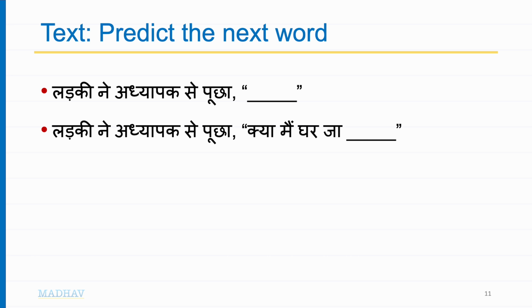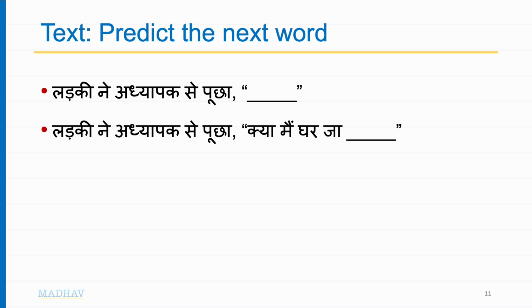लड़की ने अध्यापक से पूछा क्या मैं घर जा... हाँ सकती हूँ? Majority said सकती हूँ, right? So you see the PDF has changed so much. Options have become so limited. Now, क्या मैं घर जा सकता हूँ? That is omitted. Why is सकता not an option here?